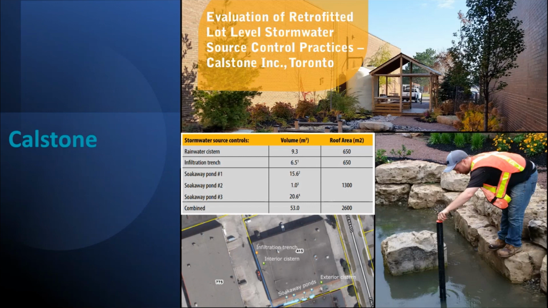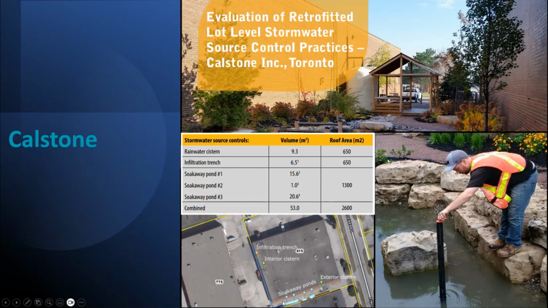The Calstone Incorporated property is located in a densely developed industrial commercial neighborhood of Toronto that drains to the Malvern branch of Highland Creek. Back in 2014, Calstone conceived a project to create a new green space for their employees by renovating an underutilized landscaped area, provide a rainwater harvesting and irrigation system for landscape maintenance, and help reduce the volume of runoff being sent to storm sewers in Highland Creek from their property.